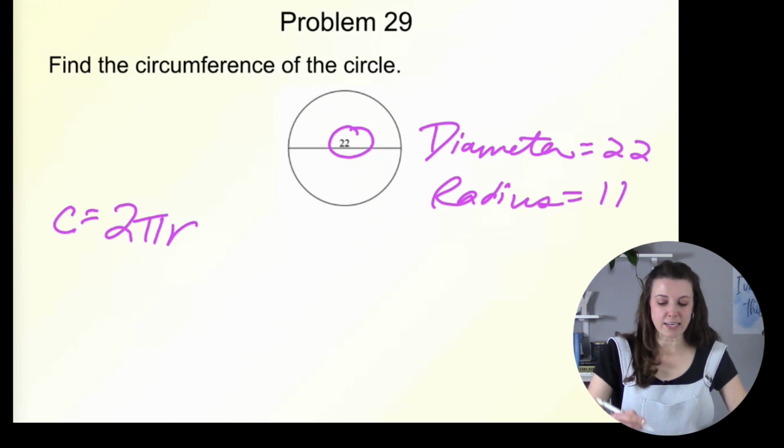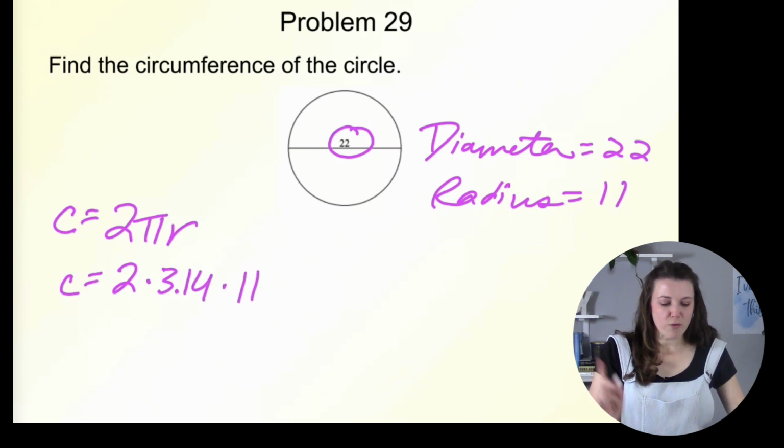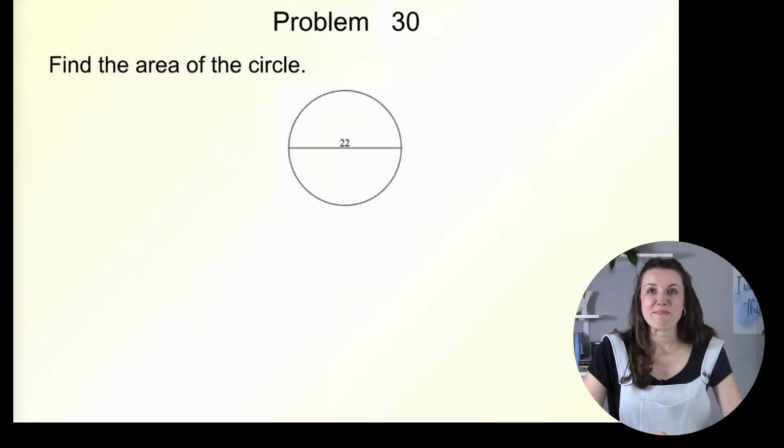So now let's plug that 11 into our equation. So we have c equals 2 times pi. Pi is 3.14159. It goes on and on and on forever and ever, but we're just going to leave it at 3.14, and then times our radius, which is 11. So if we multiply all of those numbers together, we get the circumference is 103.62.